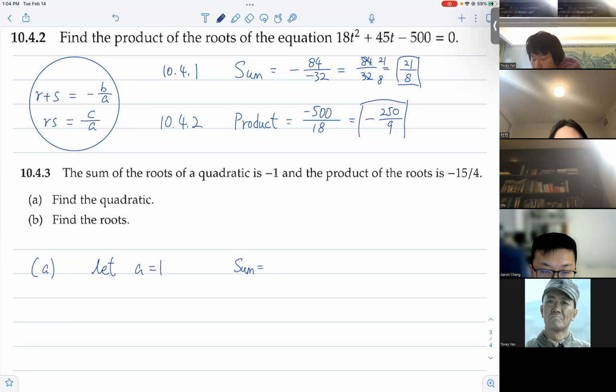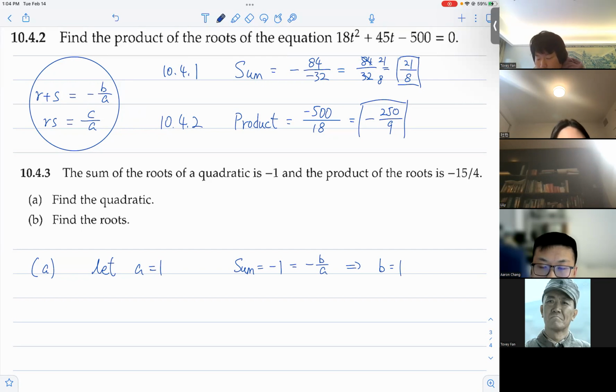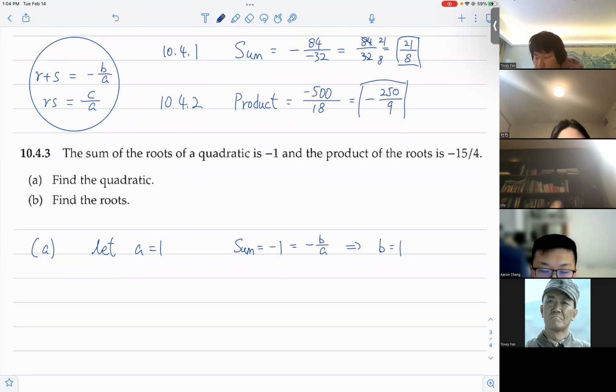Sum of roots is -1. What is the formula for it? Negative B over A. And since A is 1, that means B equals what? 1. Good. Okay, so recalculate, makes sense? We set A to be 1 and just apply Vieta's theorem, okay?